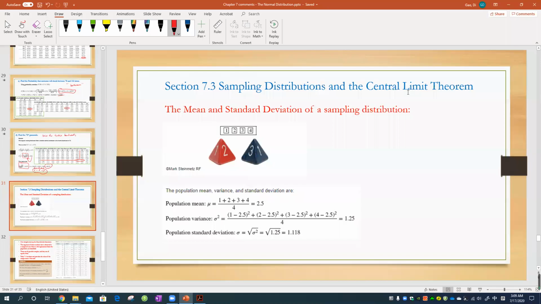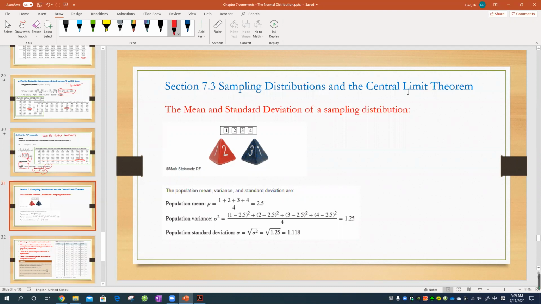Hello everyone. So now let's check this section 7.3. So we have sampling distributions and the central limit theorem for this section. So we're gonna first talk about the mean and standard deviation of a sampling distribution.